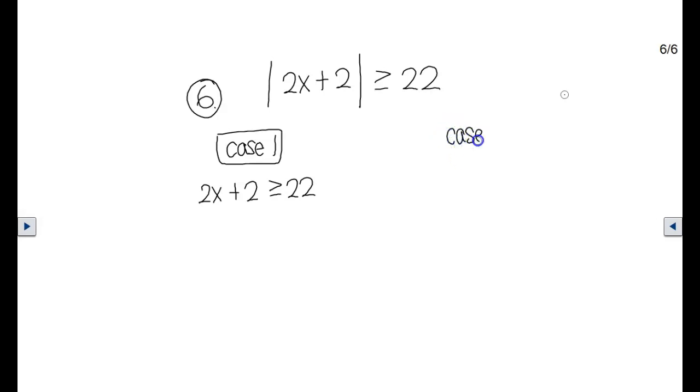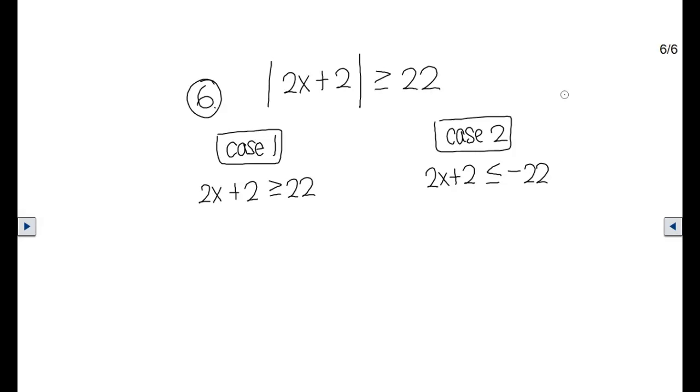Now, for your case 2, I'm hoping that you wrote down 2x plus 2, because we're not allowed to change that, but I'm hoping you switched greater than or equal to to less than or equal to, and made the positive 22 a negative 22. That's the way you always do these, as is, and then change the two things you're allowed to change. So here should have been your two cases.